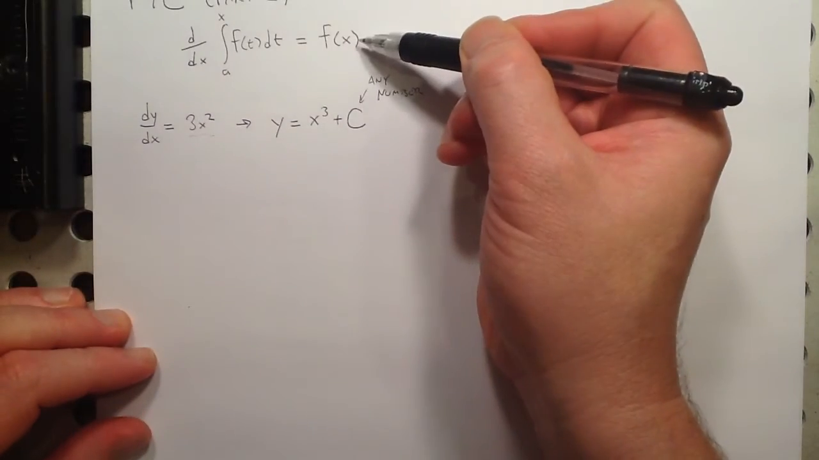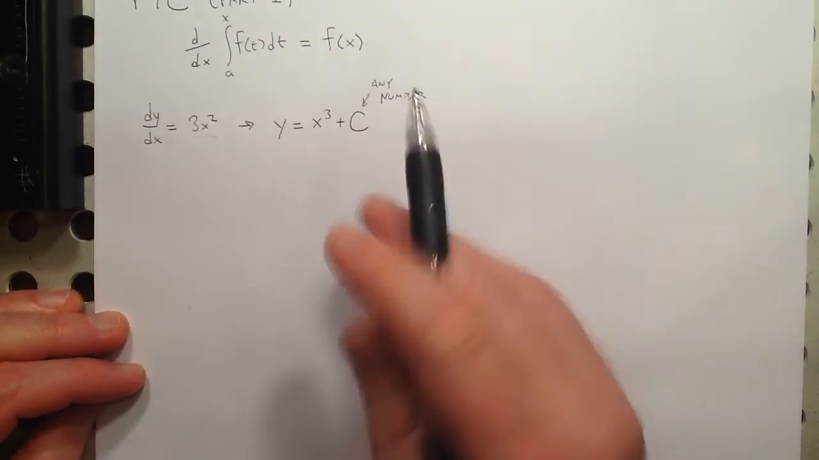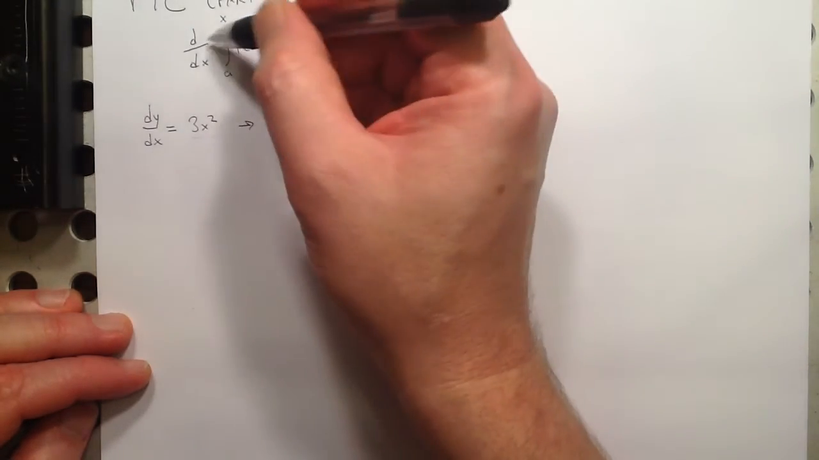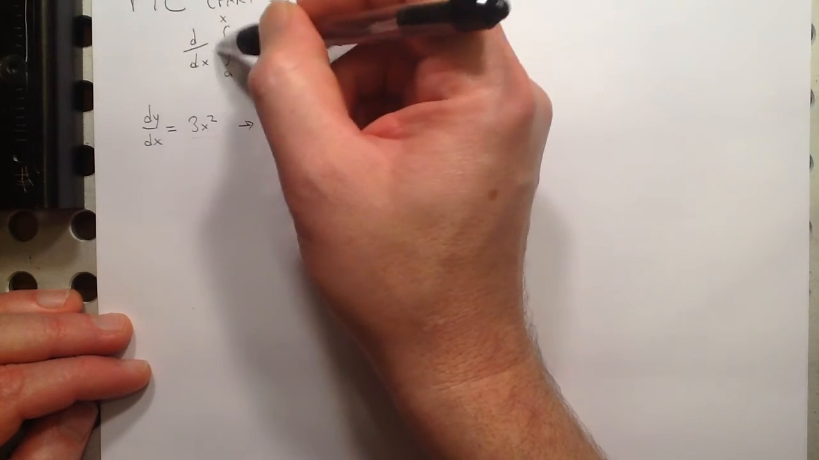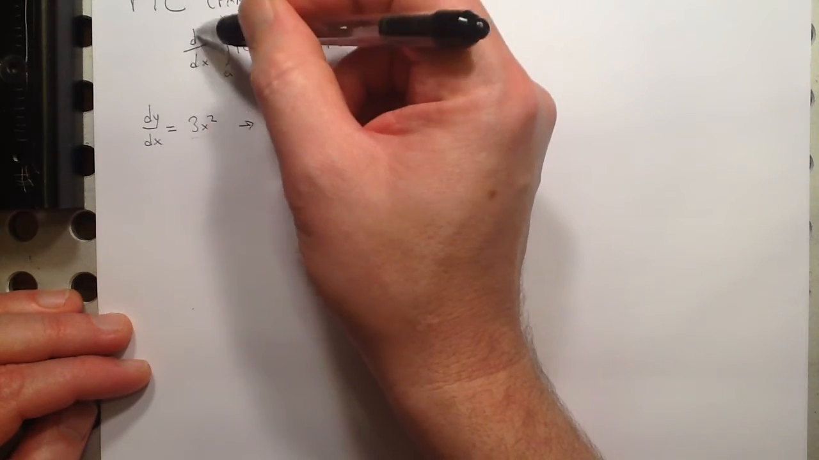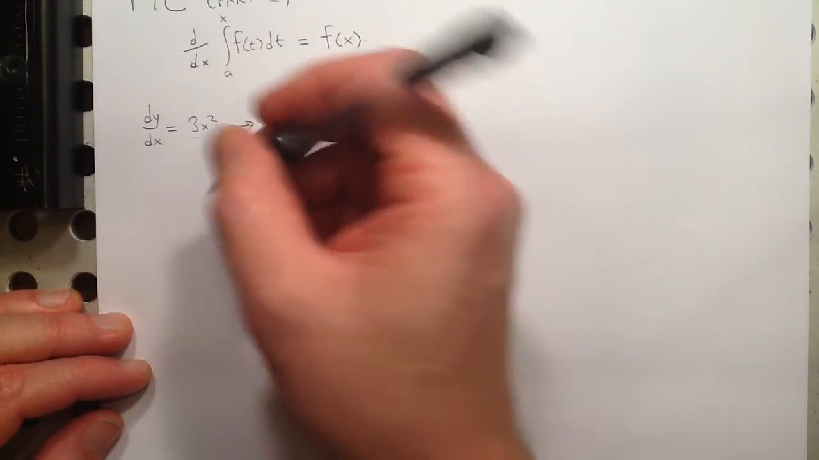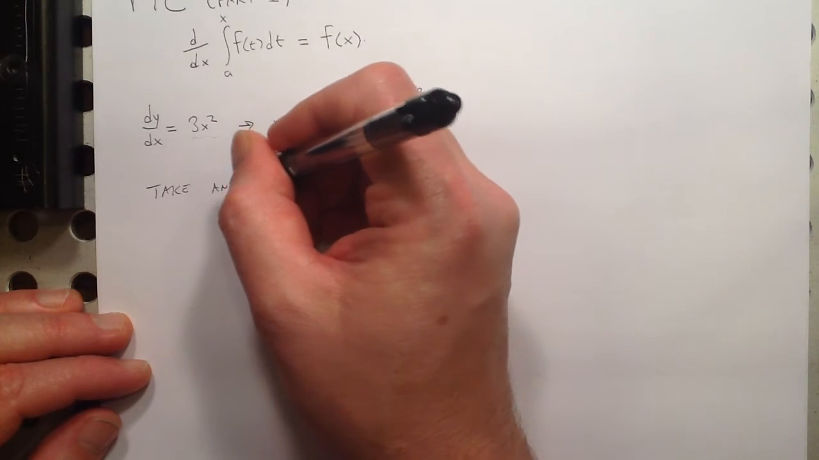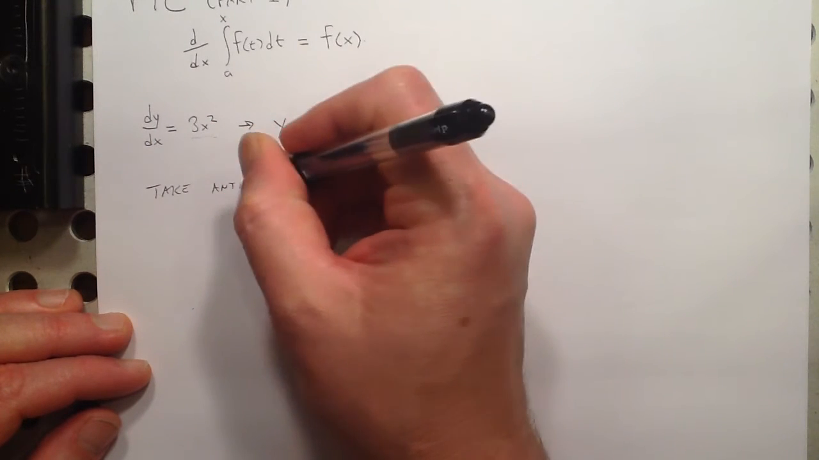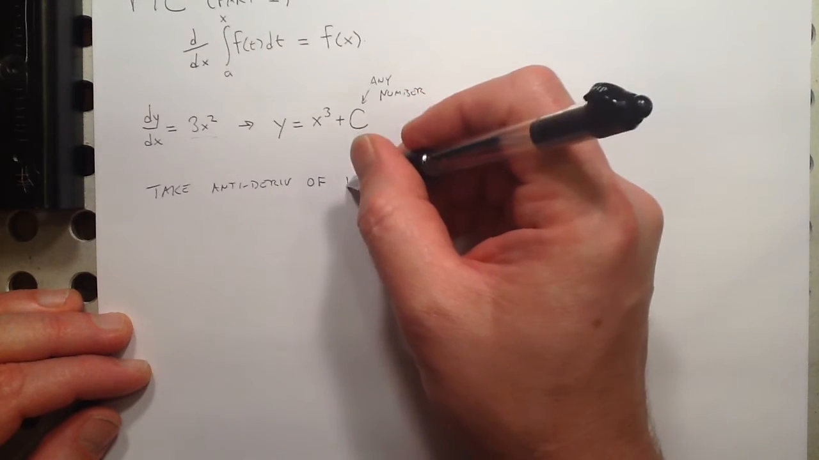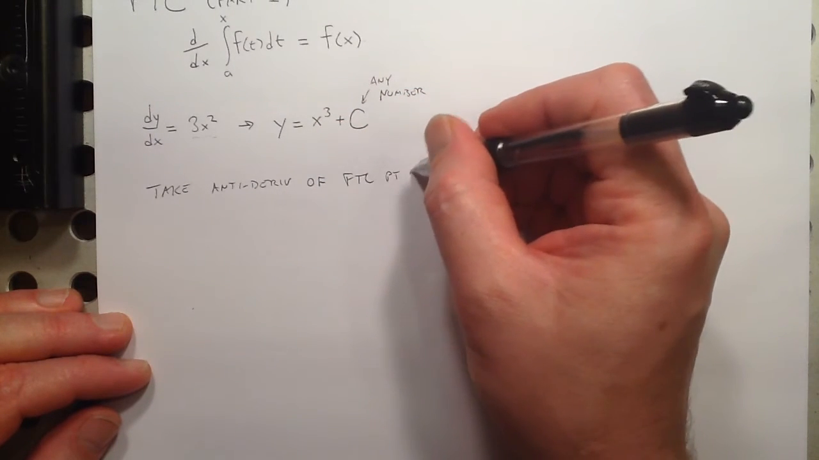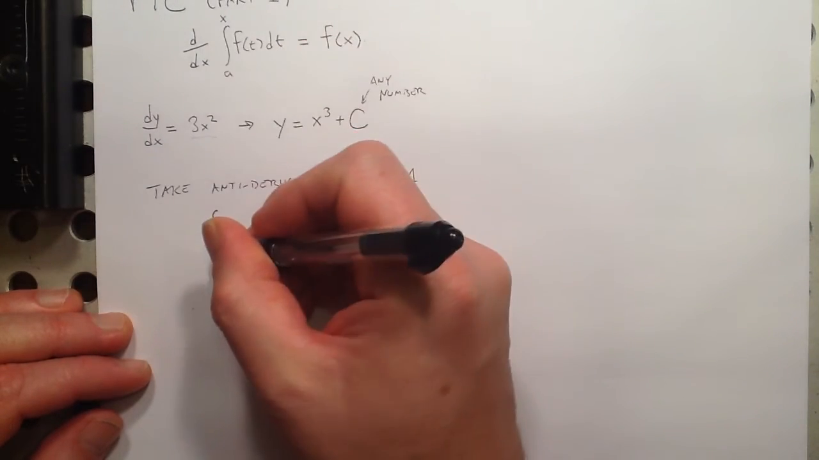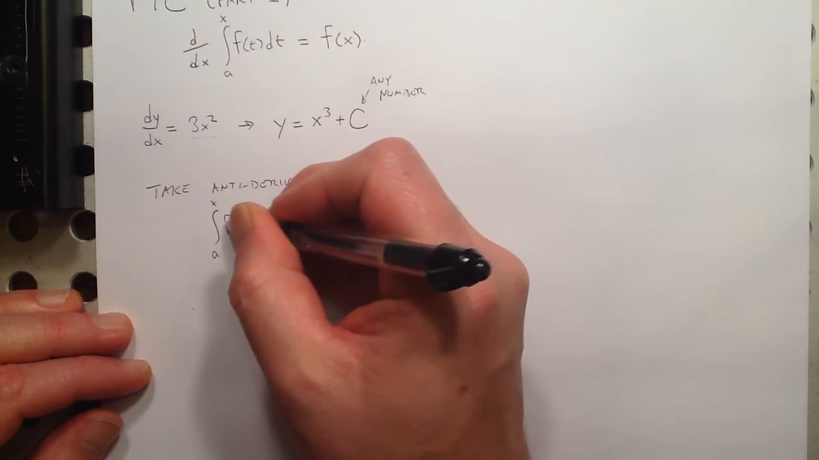Okay, now I'm going to do that to this, right? I'm going to take the antiderivative of both sides of this. Well, that would undo this, right? If I take the antiderivative of this side, it would undo the derivative part. So I'm going to take the antiderivative of FTC part 1. And that will give me the antiderivative of this derivative, just gives me my area function back again.